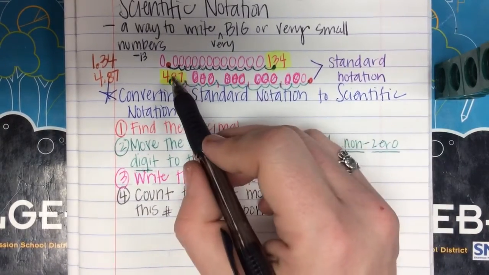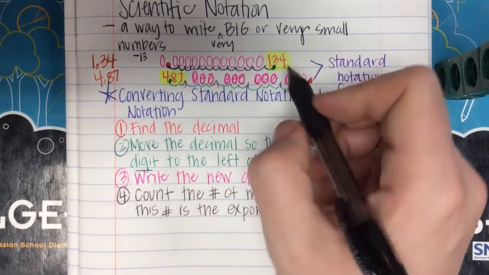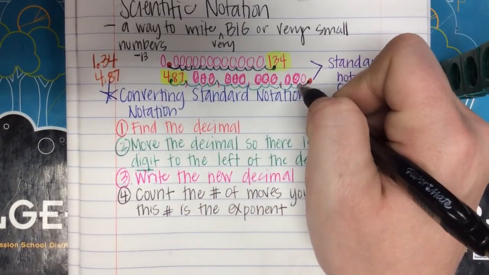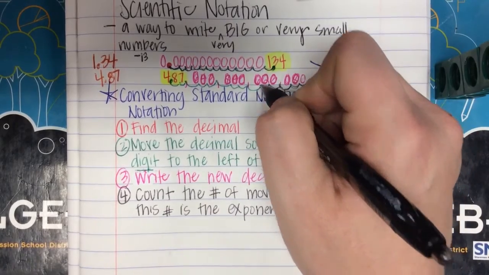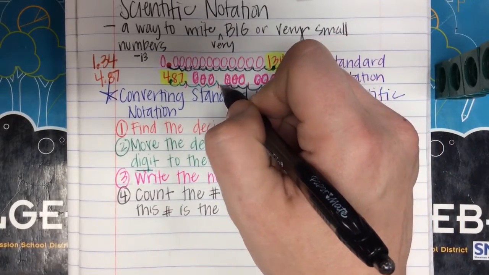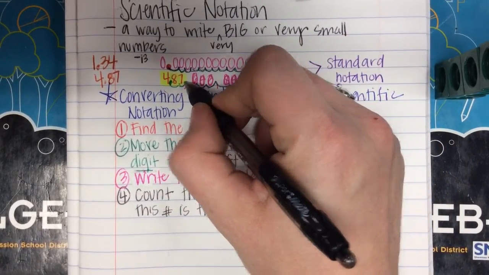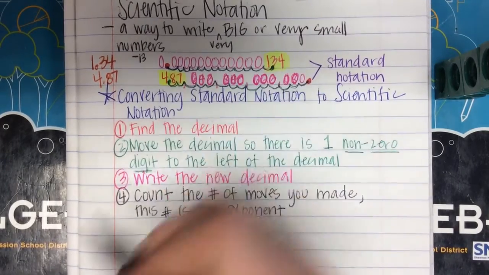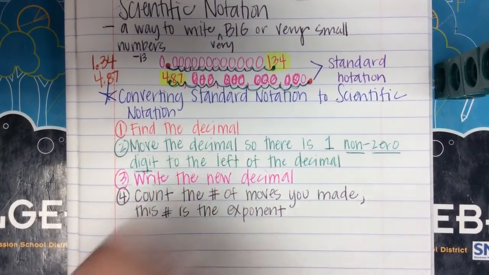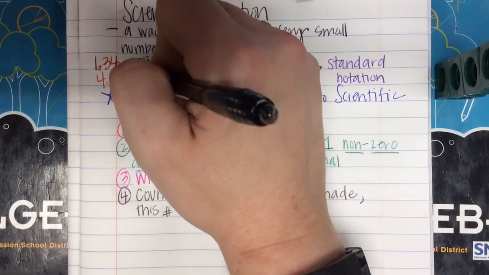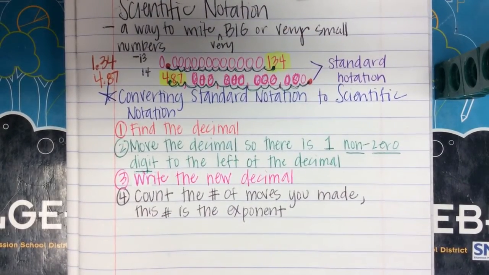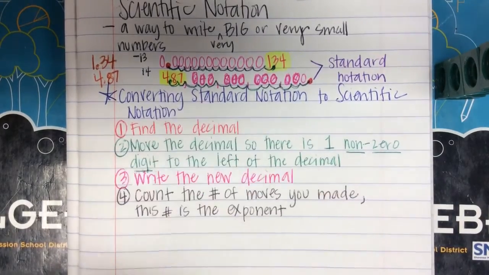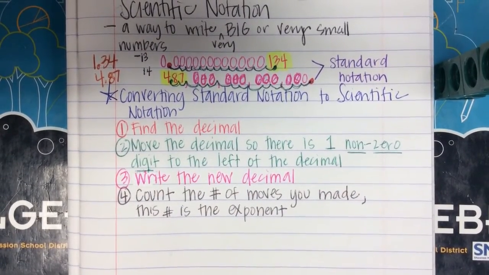All right, is this, let's count here. 1, 2, 3, 4, 5, 6, 7, 8, 9, 10, 11, 12, 13, 14. So my exponent is 14. Is that a big number or a small number? Big number, so let's keep it positive.